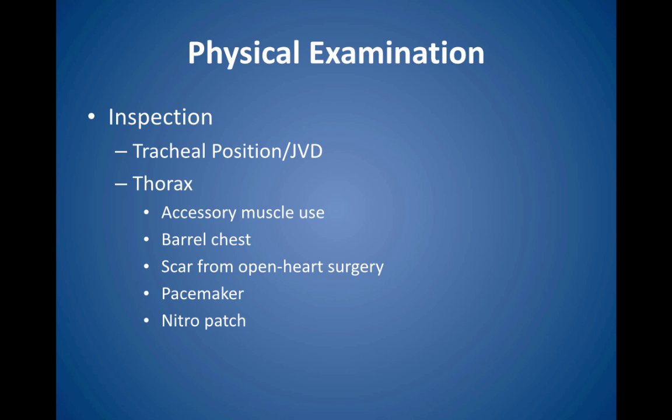In the thorax, look at those chest muscles. See if they have any accessory muscle use. Are they barrel chested? Now, if they're barrel chested, okay, maybe they have COPD, right? But that's important to take note of, because the risk factors greatly increase.